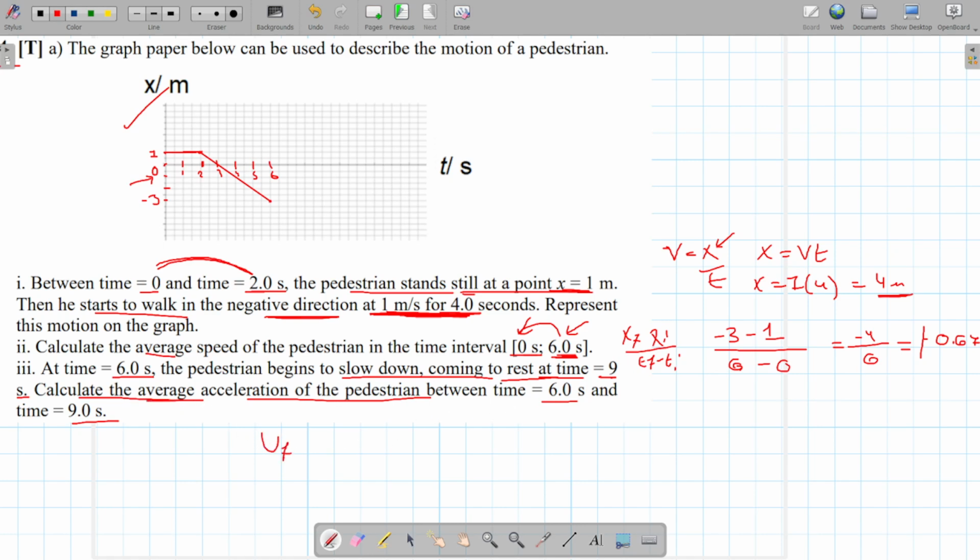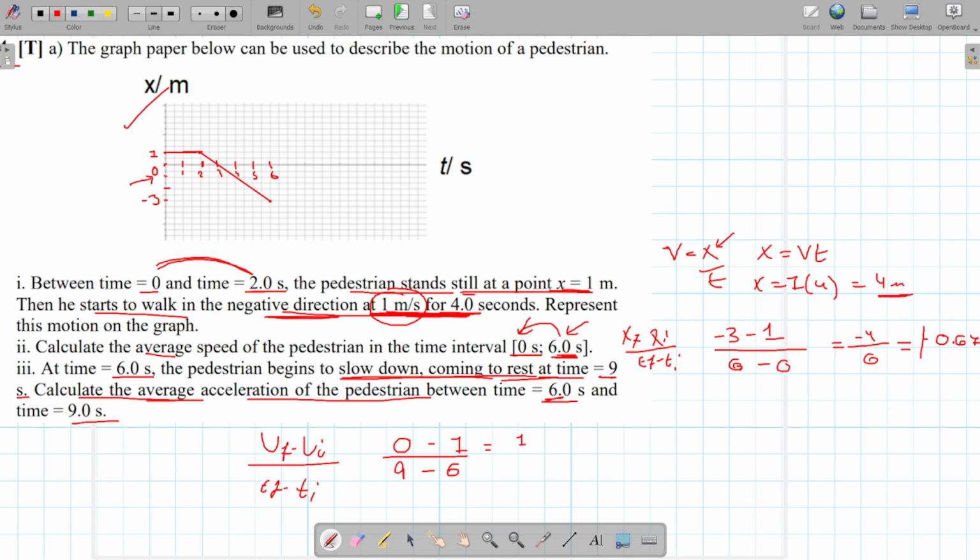Average acceleration is velocity final minus velocity initial over time final minus time initial. The final velocity, since we're coming to rest, is going to be 0. The initial velocity: we were at 1. Why not 0.67? Because remember, we reached 1 meter per second from the earlier part. So here we're at 1 meter per second. So 0 minus 1 over the time final, which is 9, minus the initial time, which is 6.